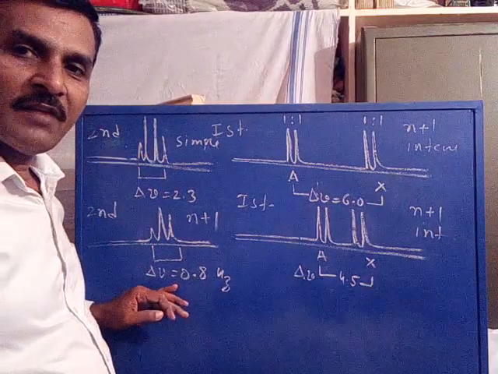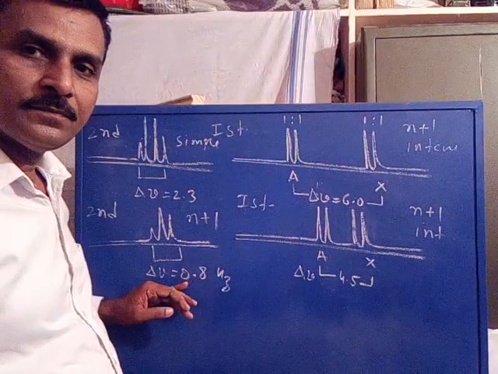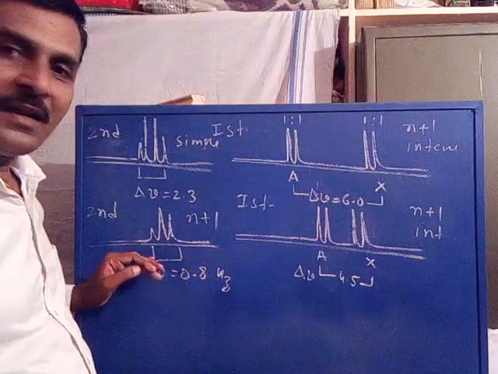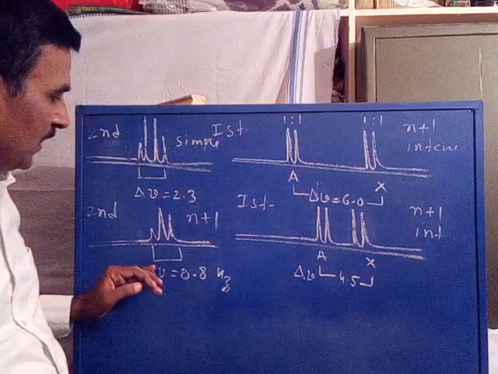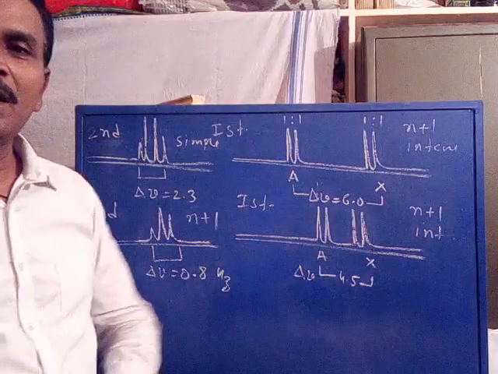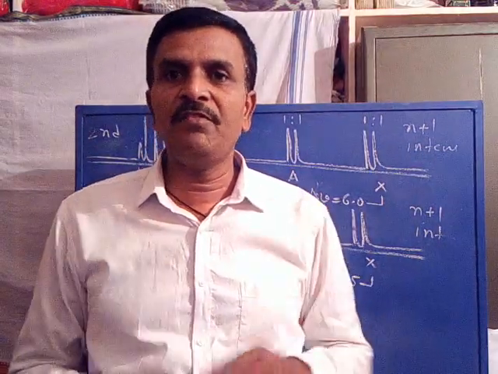Further decreasing the frequency, the two inner lines of the two doublets get overlapped. So it looks exactly not like two doublets. That is, n+1 rule is not applicable. Therefore, it also comes under second order spectrum. So this is about second order spectrum in brief.